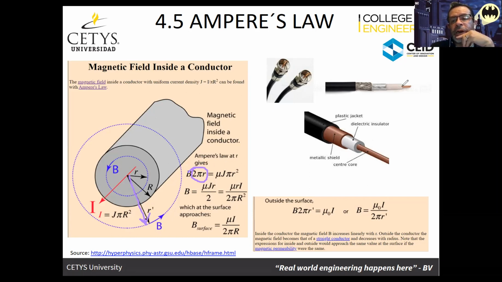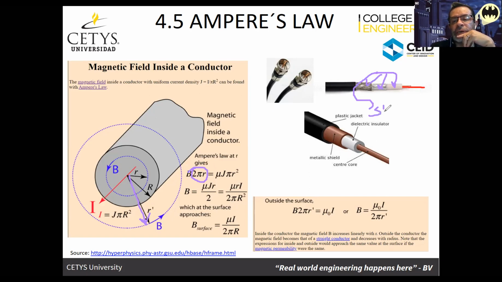This concept is important because we're going to have cables, like the example of the coaxial cable, where if you look at a coaxial cable, you're going to see the cable here, and then a bunch of materials here that generate shielding.